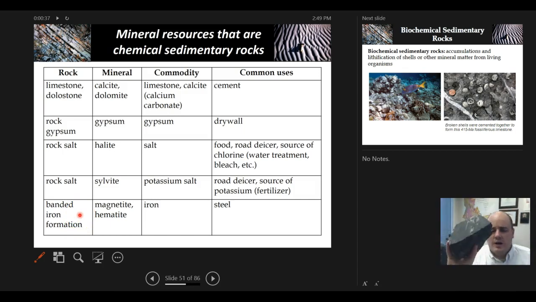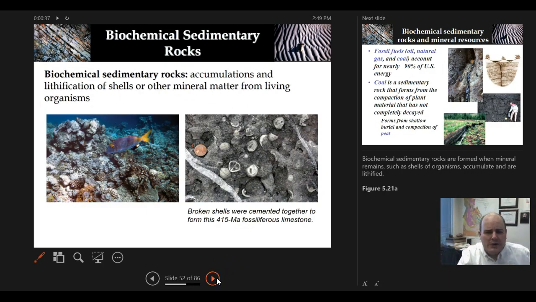This is a chemical rock as well, where the materials are basically being precipitated out, getting all the iron out of there and forming these iron deposits. And this is where we get a lot of our steel from today, and that happened a long time ago. Okay, we had a lot more iron in our waters.